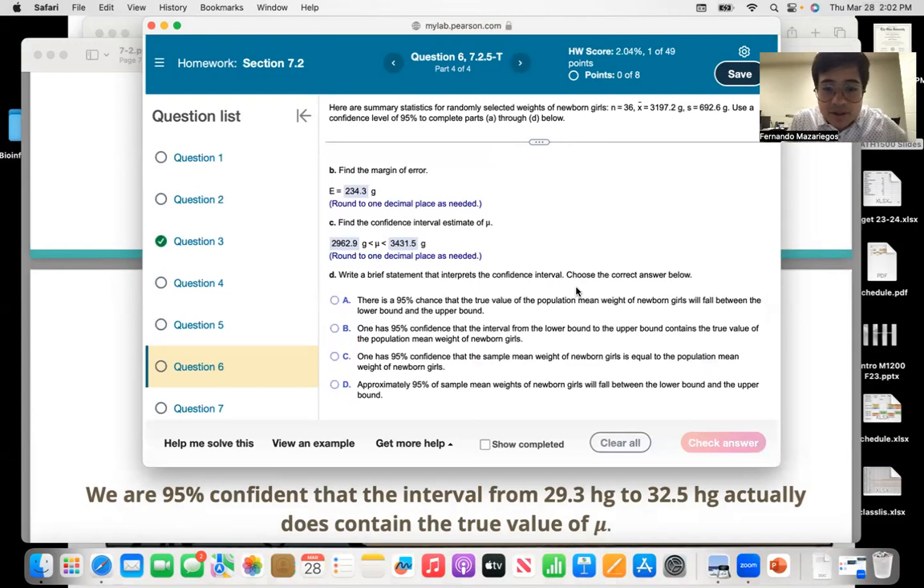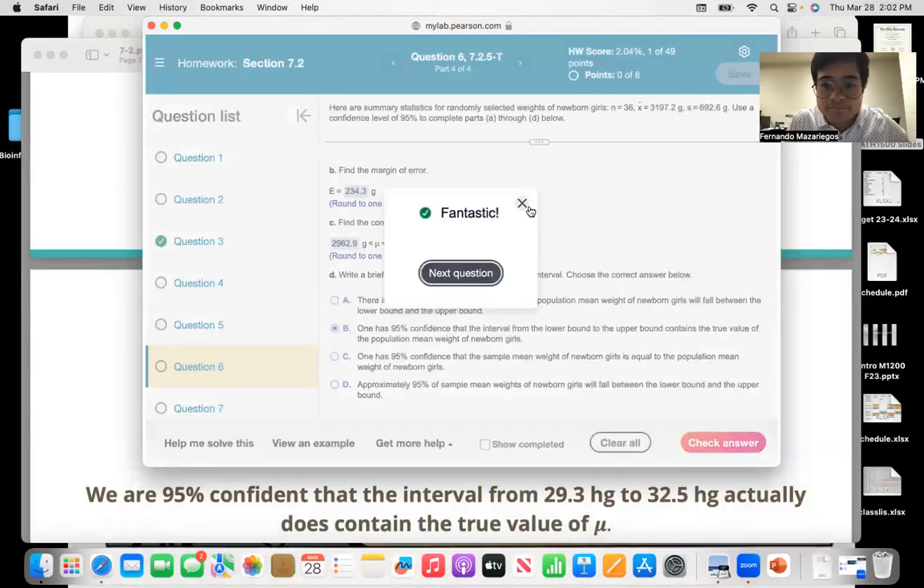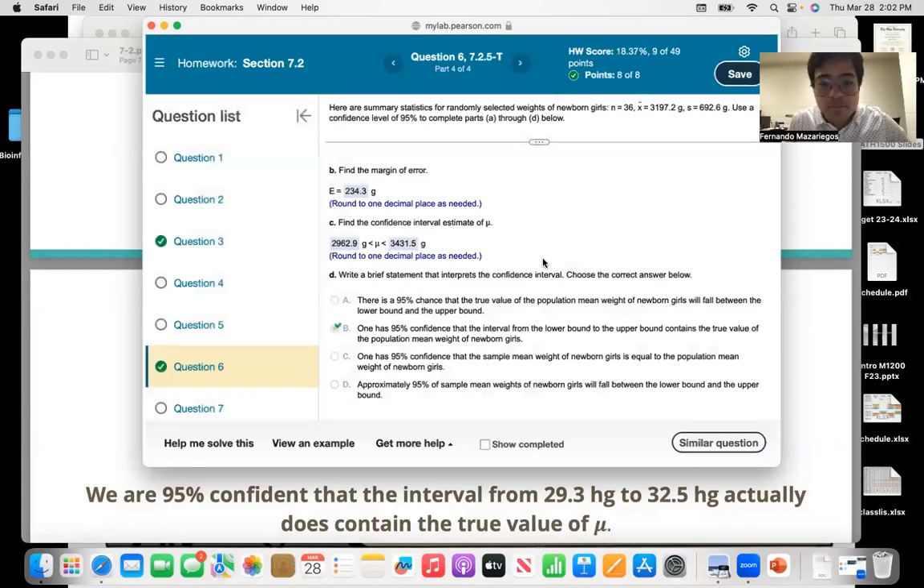One has 95% confidence that the sample mean weight of, let's take a look, there is 95% chance. So it's not chance, so not A. One has 95% confidence that the interval from the lower bound to the upper bound contains the true value of the population mean weight of newborn girls. So this one's tricky. All of these seem to say the same thing, but they don't. If you struggle to understand what the right answer is, you can go back to the notes, and that is basically the literal phrase we want to use. Okay.